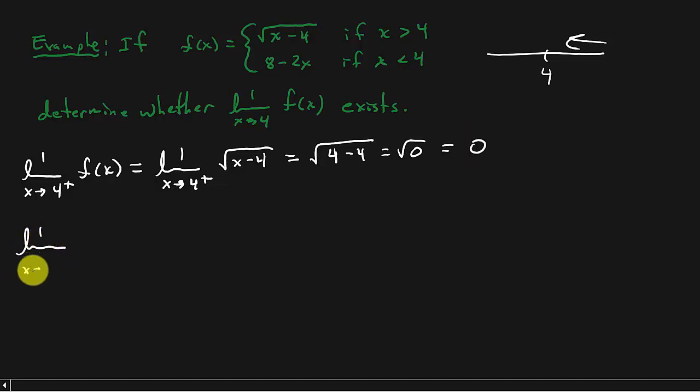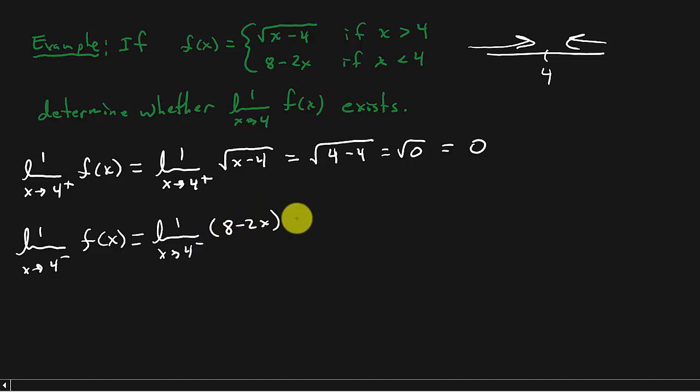The limit as x goes to 4 from the left of f of x. Well, which one am I using? If I'm coming in from the left, that's values that are less than 4. So that would be this second one here. So that's 8 minus 2x. And so I plug the 4 in. That's 8 minus 2 times 4, which is 0.